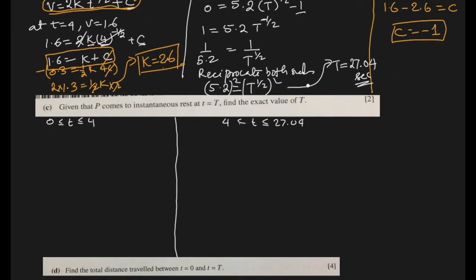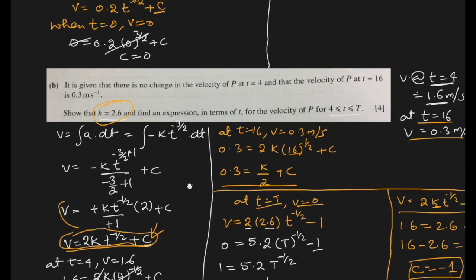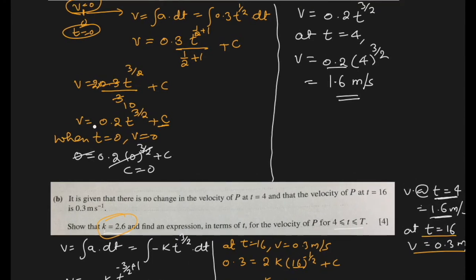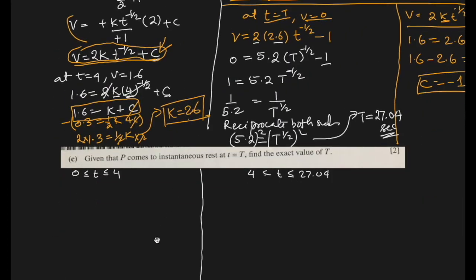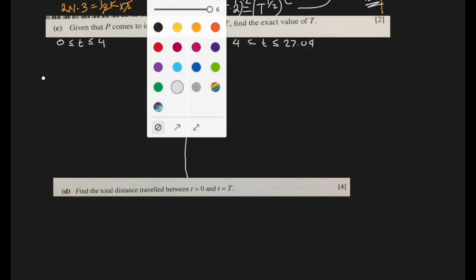All right. Now, for this, we'll have to integrate the equation of velocity we got in first part, which was this. V equal to 0.2 t to the power 3 over 2. This was the velocity equation. C came out to be 0, and that's why we will use it. 0.2 t to the power 3 over 2. Okay, but they want distance.